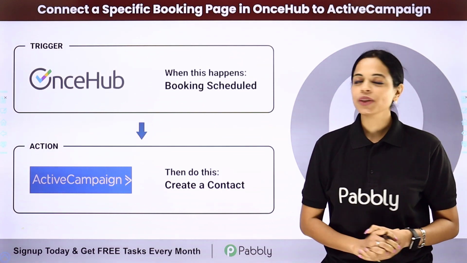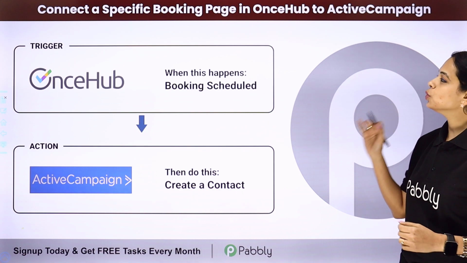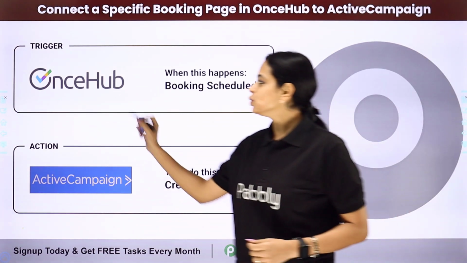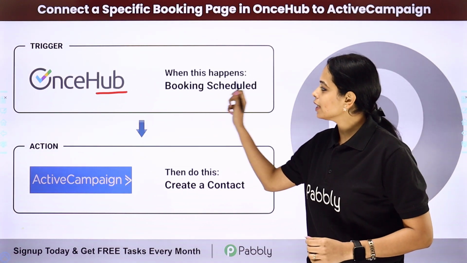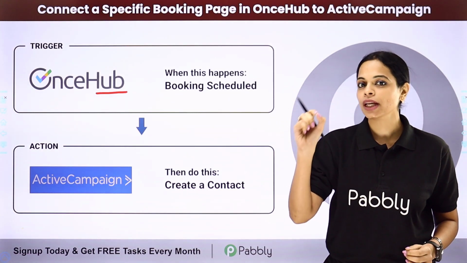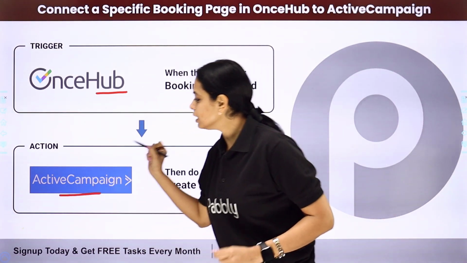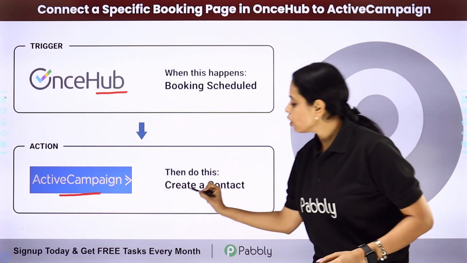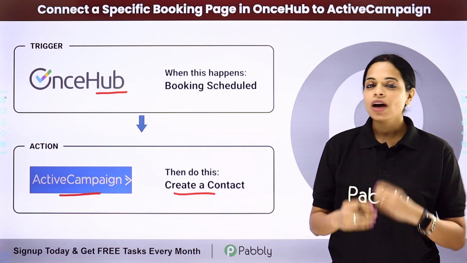In this video, we are going to see how to connect a specific booking page in OnceHub to ActiveCampaign. So let's say you're using OnceHub as a scheduling software, where every time a booking is scheduled for a specific booking page, then automatically in ActiveCampaign, which is an email marketing platform, your contact should be created with the details that you have received here.